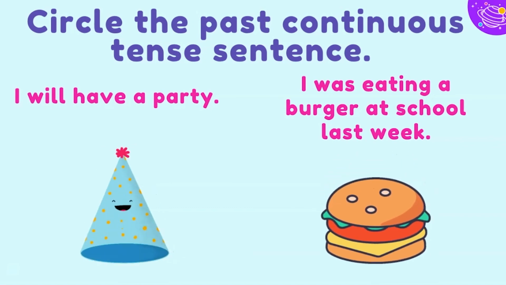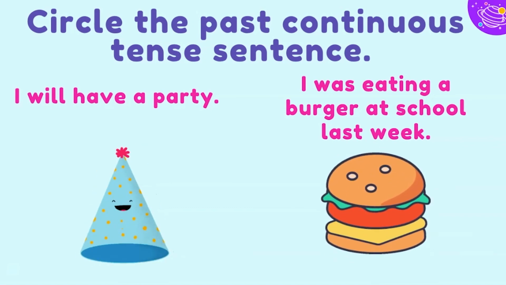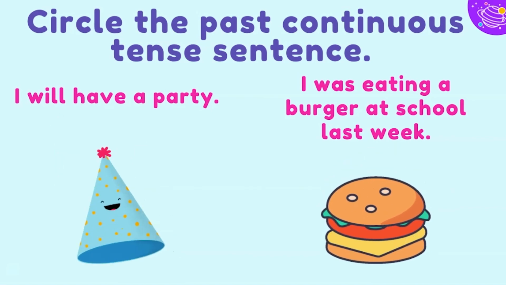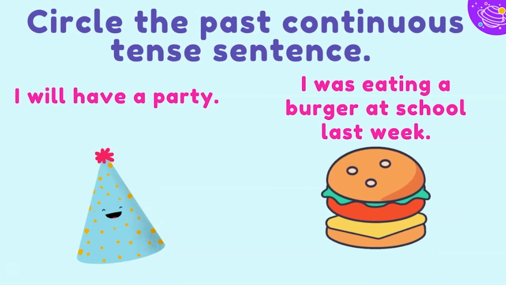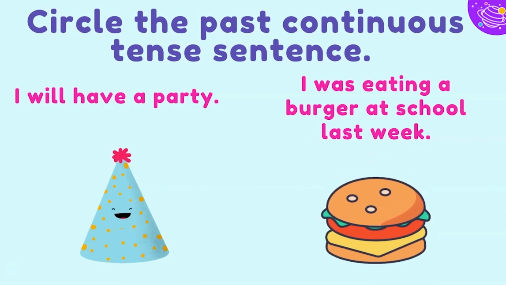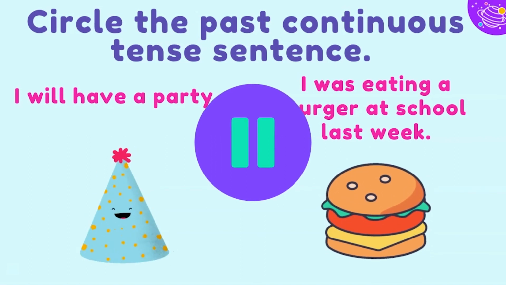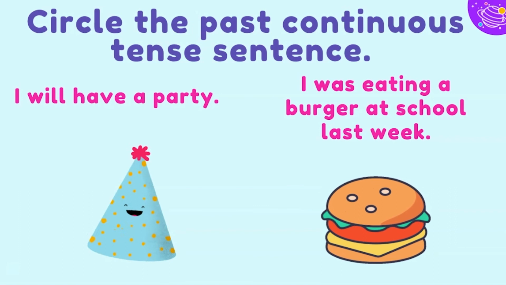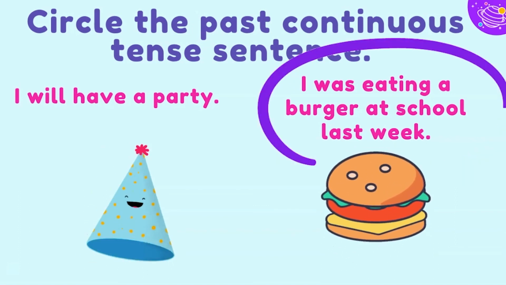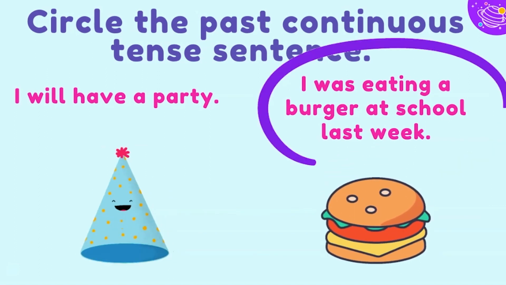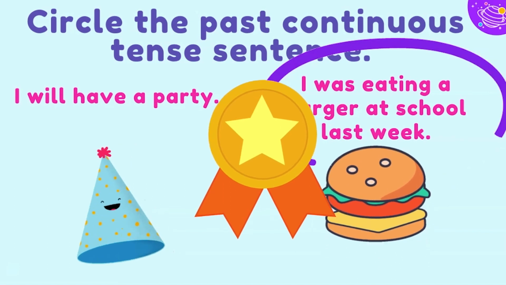Circle the past continuous tense sentence. Is it I will have a party? Or I was eating a burger at school last week? Pause to think or keep watching for the answer. So the correct sentence is I was eating a burger at school last week. Great job.